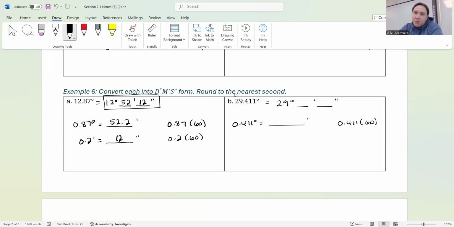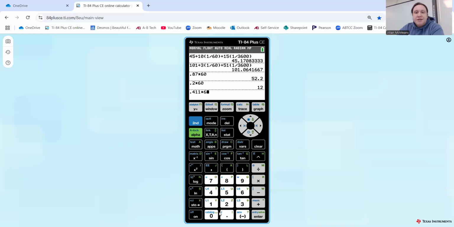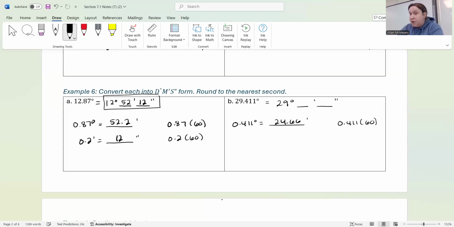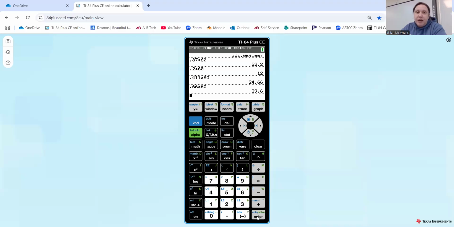So again, we switch back and forth. I've got 0.411 times 60. So that tells me I have 24.66 minutes. So the 24 is going to be the number of full minutes that we have. But now we need to convert the 0.66 minutes to seconds. So we multiply it by 60. So one more time, we jump over to the calculator. We have 0.66 minutes, and we want to multiply that by 60. And we get 39.6 seconds.